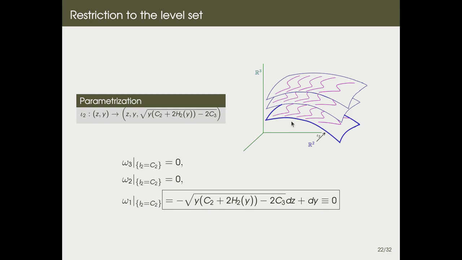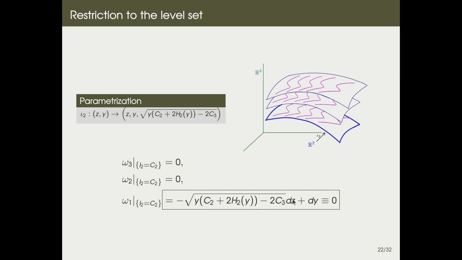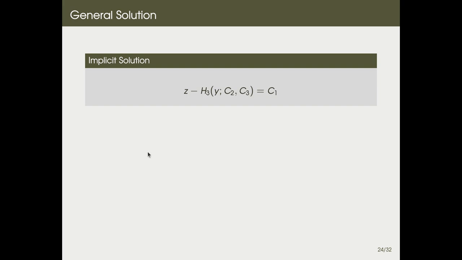We restrict to this leaf here, this 2-dimensional leaf. Now omega 3 and omega 2 equal 0, and we finally tackle the last Pfaffian equation, which is this one here. A solution is given by this expression you can see here, and therefore all the solutions of the ODE are given by this 3-parameter family of functions. Okay, it's an implicit expression for a 3-parameter family.